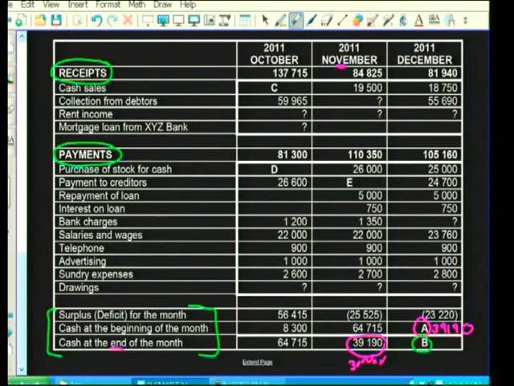Right, if we look at B, B represents what is your cash at the end of the month for the month of December. And again, very straightforward. I've got my cash at the beginning of the month. I've also got a deficit for the month, it's in brackets, guys, so it represents a deficit of 23,220. So let's now work out what is our cash balance at the end of the month.